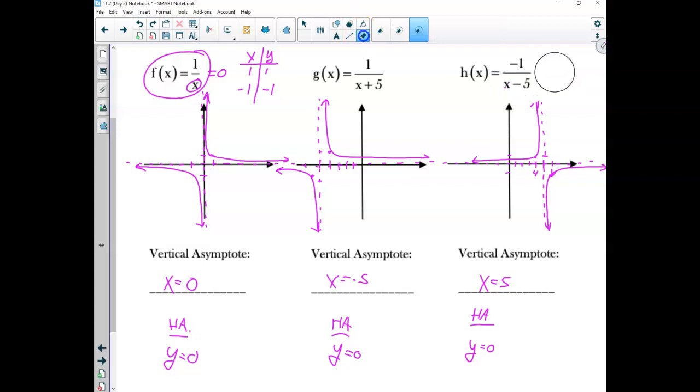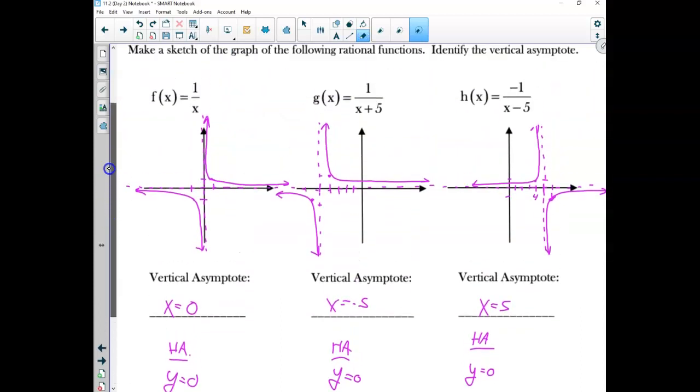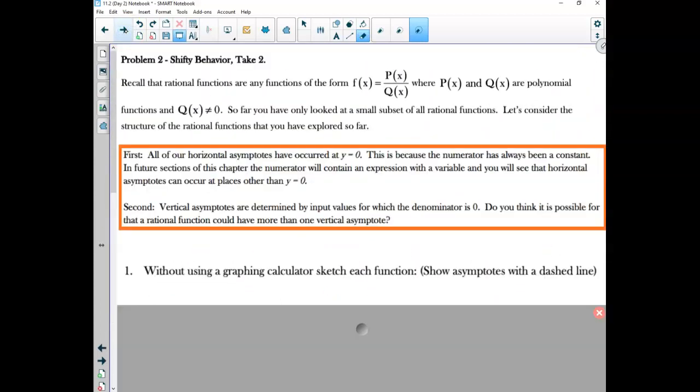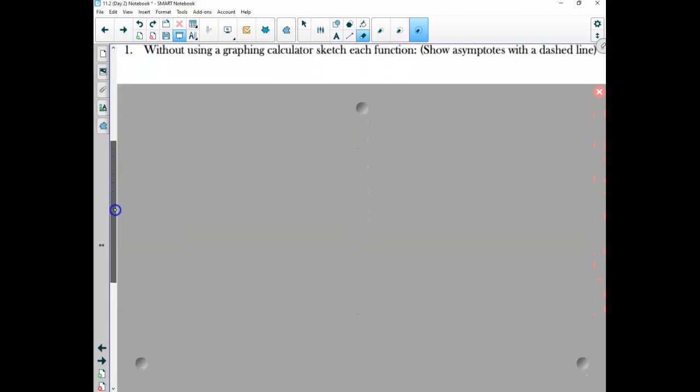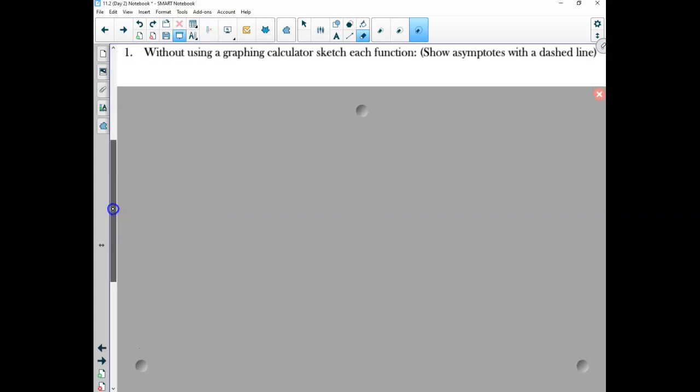It's all mental. Most people say, I did it in my head. Well, great. Now that's how we actually want you to do some of these. But it's important to be able to write down as equations what your asymptotes are, like I did right there. Next thing we're going to do is, without using a calculator, sketch each function and show asymptotes with a dashed line. I typically show my asymptotes with red lines, and I will continue to do that here.